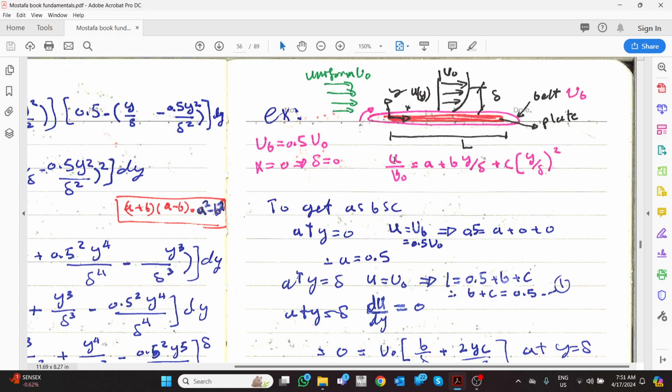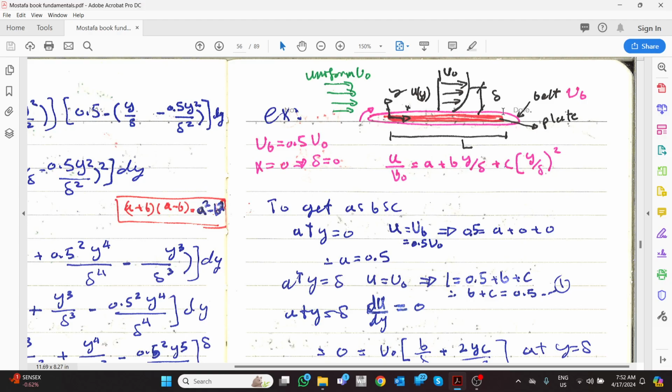But let's take an example. It is a very simple example, yet it's going to help us. Imagine that you have a uniform flow and you have a belt rotating like this, and the uniform flow is going in this direction.